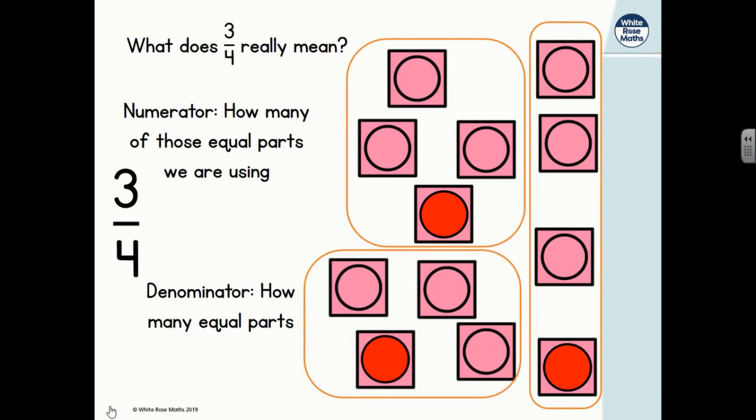So from my 12 pieces of Lego, 3 quarters of them, if I count up those pink ones, I've got 3 and 3 and 3, which is 9. So 9 is equal to 3 quarters of 12.